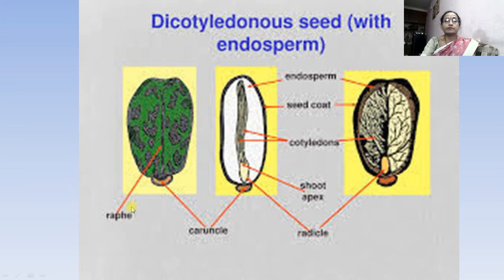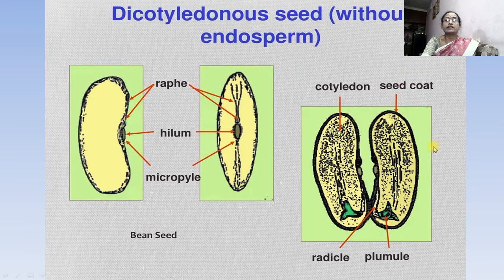There is endosperm, we can see here, this is endosperm, then seed coat, the cotyledon, shoot apex and radicle. But there are some non-endospermous seeds also. They are dicotyledon seeds but without endosperm. Here is the example of bean seed.